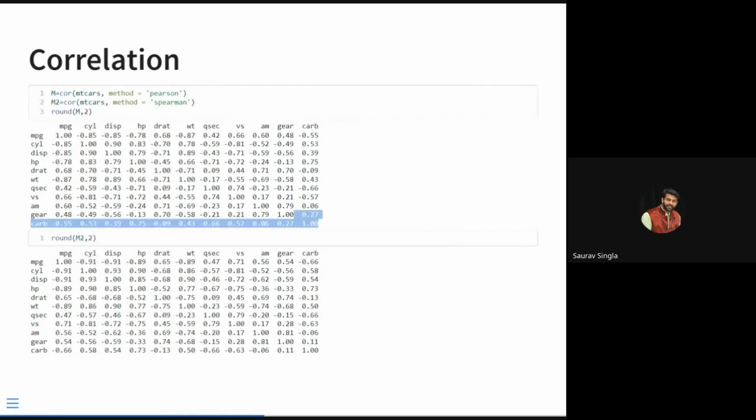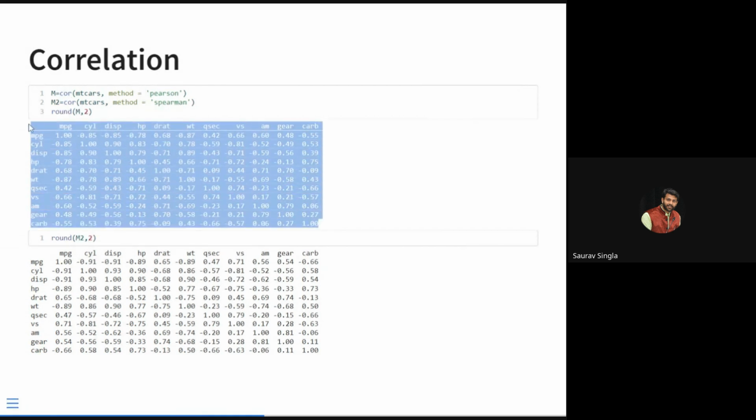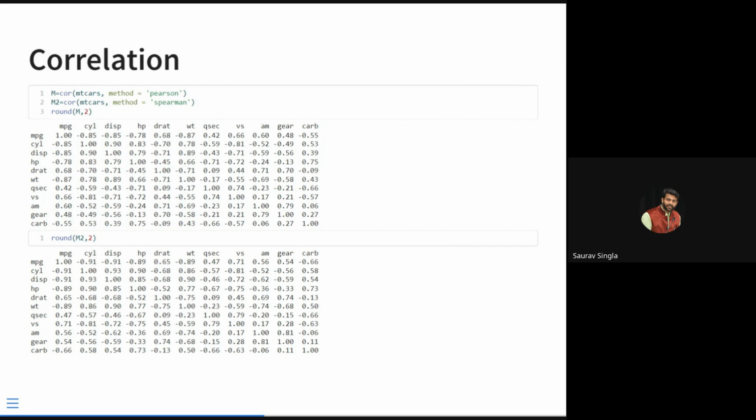Now, what is a correlation matrix? A correlation matrix is a way to represent the correlation coefficients. MPG is one variable, that is miles per gallon. CYL is the second variable, the number of cylinders. DISP is the third variable, that is displacement. HP is horsepower.